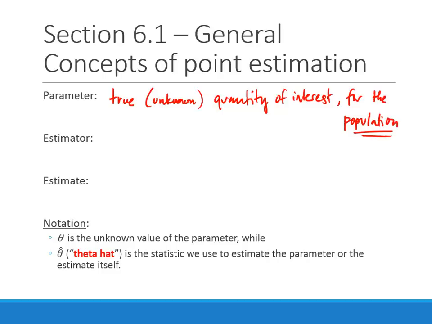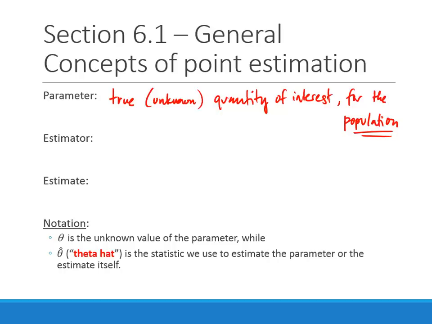So again, in general, the population is a very large group, and I don't know all the information about them. But the parameter is going to represent my true quantity of interest. We'll look at some examples of what that is, but the key idea is that it's unknown. I don't know what that thing is.